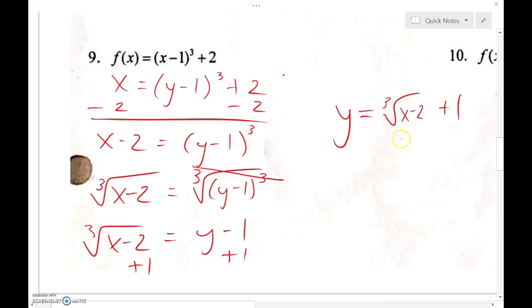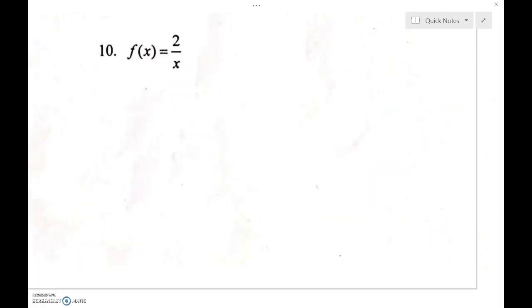And this is the inverse of what this function is, and it's just a cube root function that translates right 2 and up 1. Okay, now we're going to do an inverse of a rational function. So that would be x on the bottom, or a negative exponent, x to the negative 1 power. So what we're going to do is go ahead and swap our x and our y's, and we're trying to get y by itself.